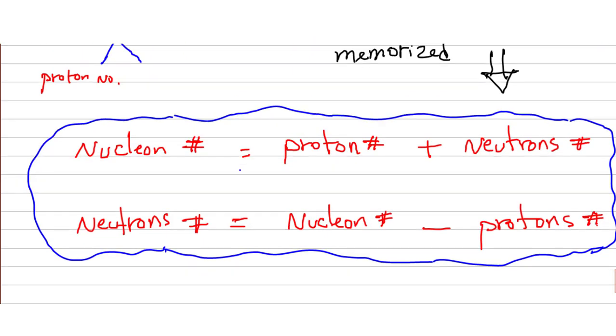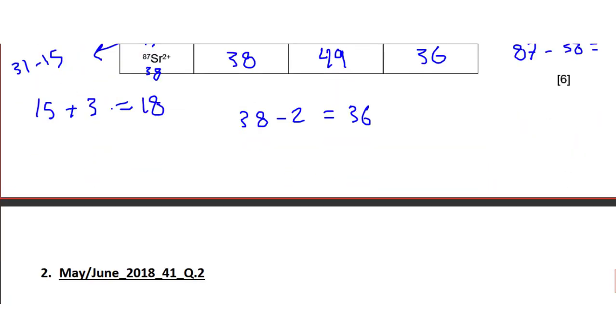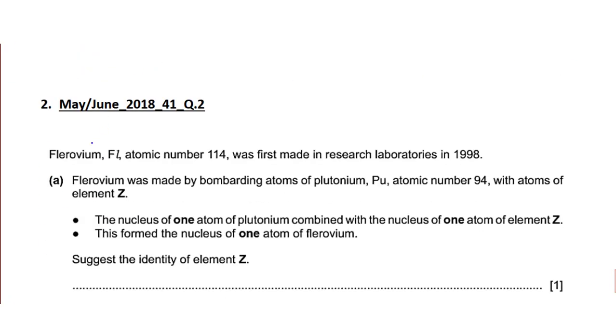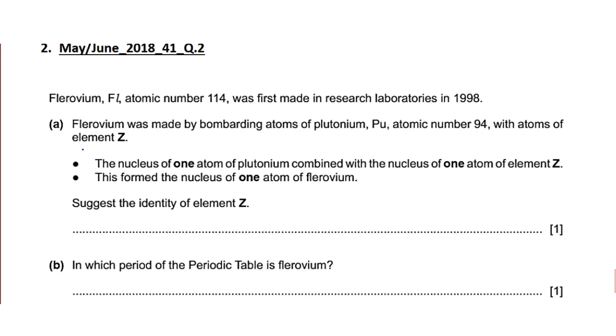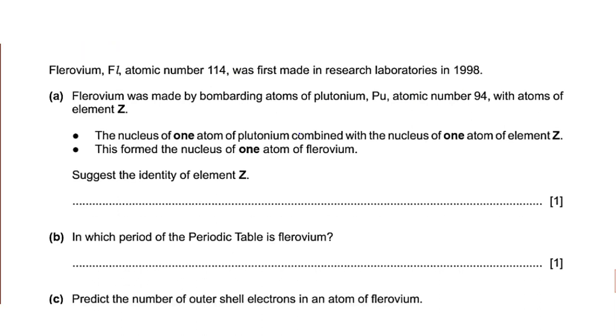Okay, let's go to the next question. This is May June 2018. Flerovium, Fl, atomic number 114, was first made in research laboratories in 1998. Letter A, flerovium was made by bombarding atoms of plutonium, Pu, atomic number 94. So this is Pu, and its atomic number down here is 94. And this is flerovium, Fl, and its atomic number down here is 114.